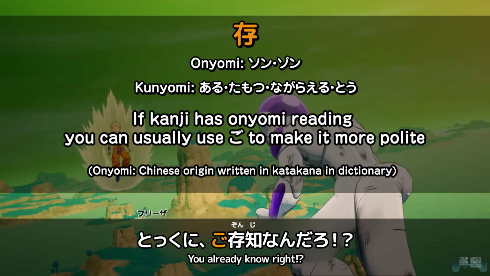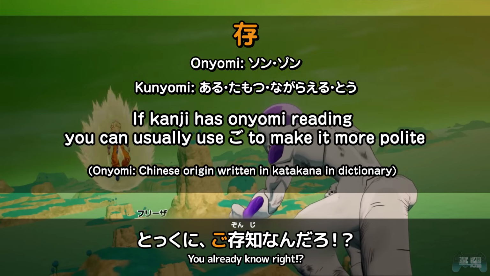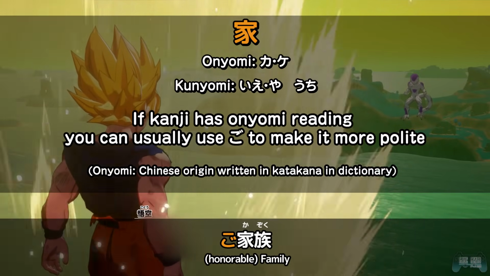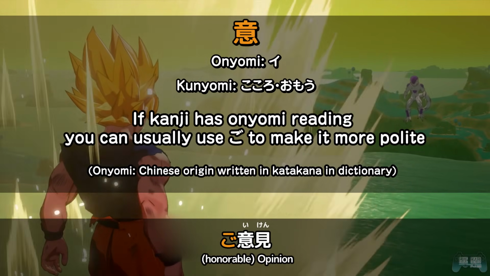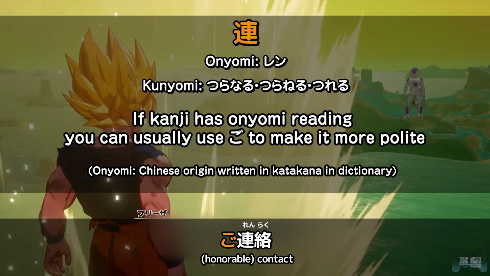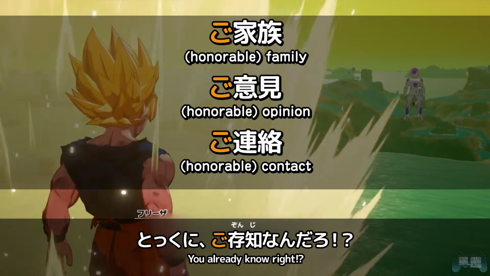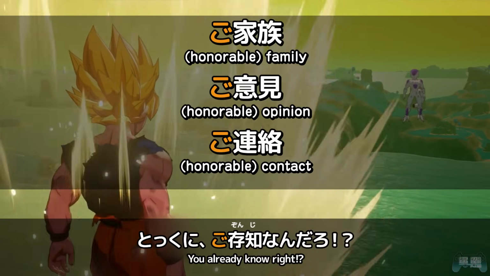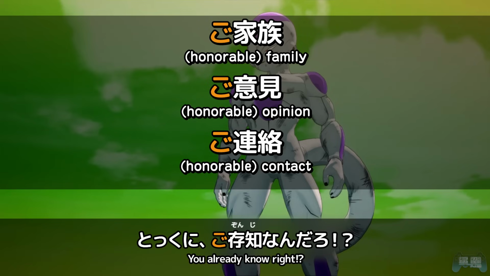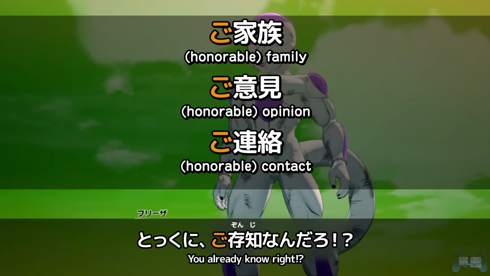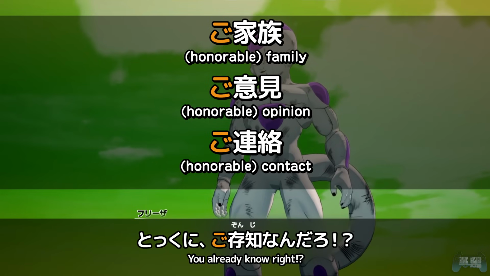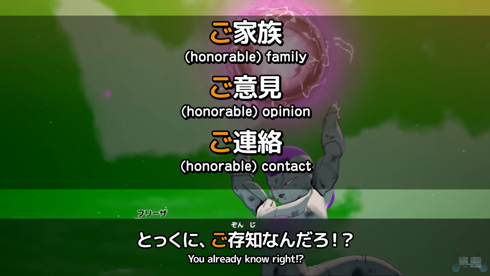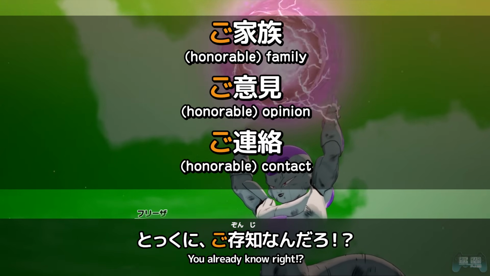And that also means that you're highly likely to be able to use go in front of it to make that word more honorific. Like for example, go kazoku, or go iken, or go rendaku. If you look up any of these words in the dictionary, you will see that they all begin with the onyomi reading. Ka for kazoku, i for iken, ren for rendaku are all the Chinese origin or onyomi readings. By using the go honorific prefix in front of these words, you are speaking of someone else's action or thing in a very respectful and honorific manner.